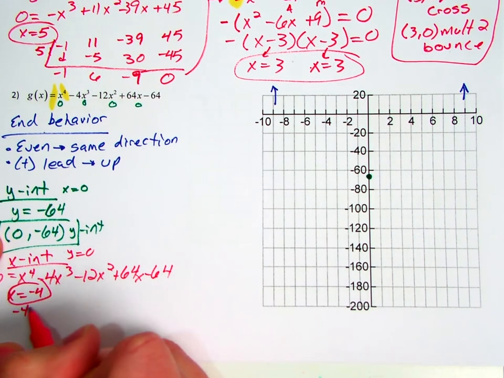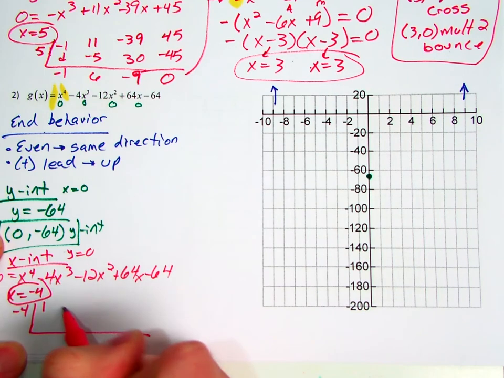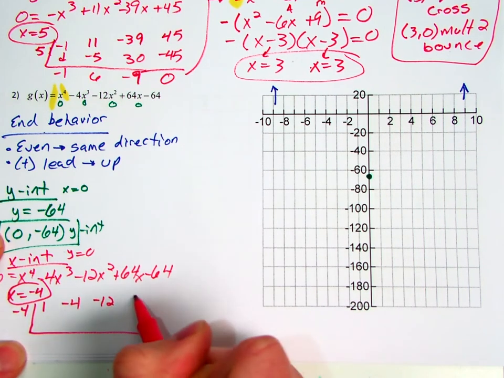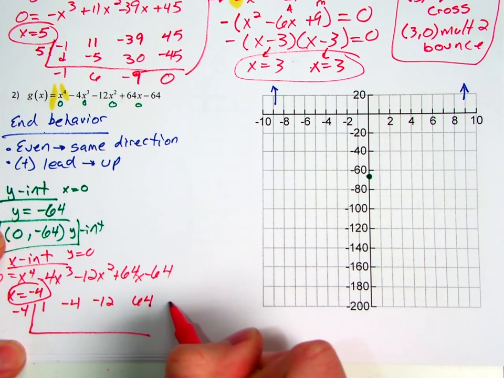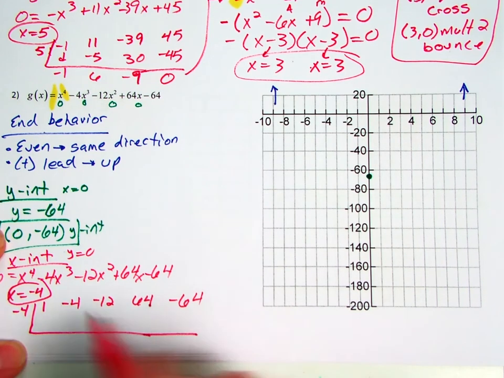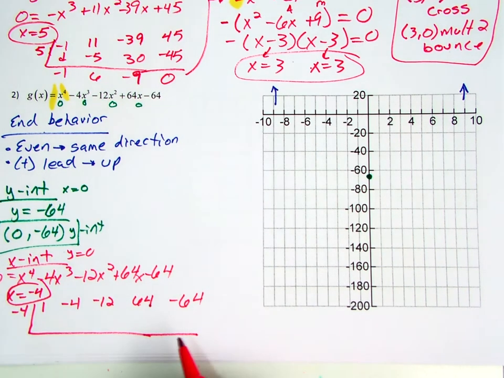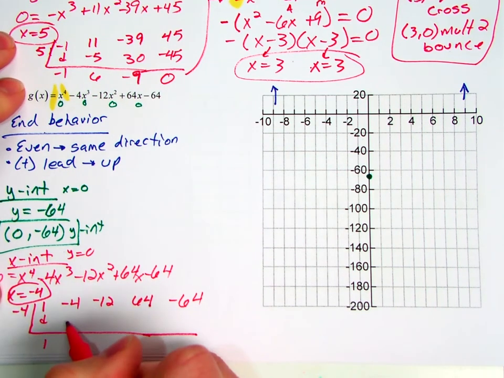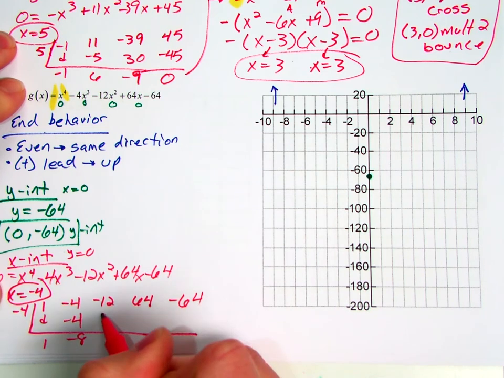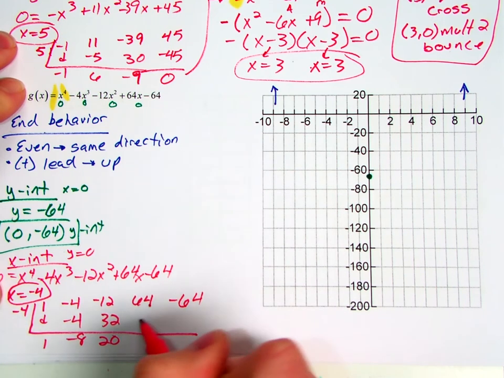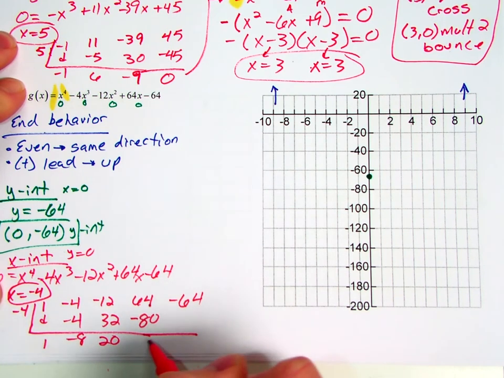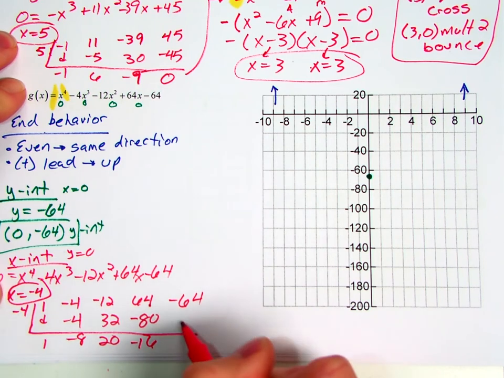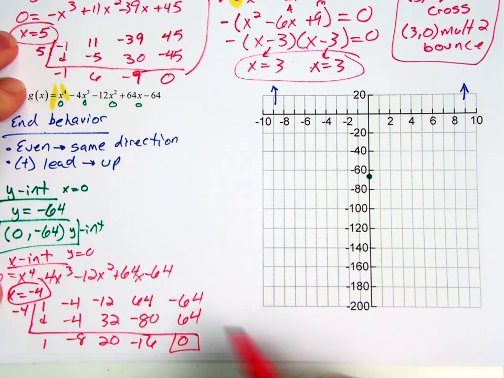So we can go ahead and do synthetic division with it. So 1, -4, -12, 64, -64. Okay, so we can go ahead and bring that down to get 1. -4 would combine to give me -8. So that's 32, which gives me 20. And -80, which gives me -16. That gets me 64, so I did have a remainder of 0.